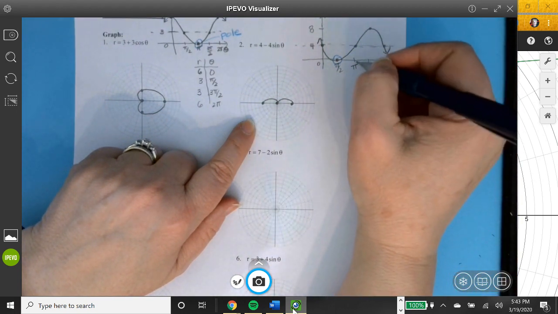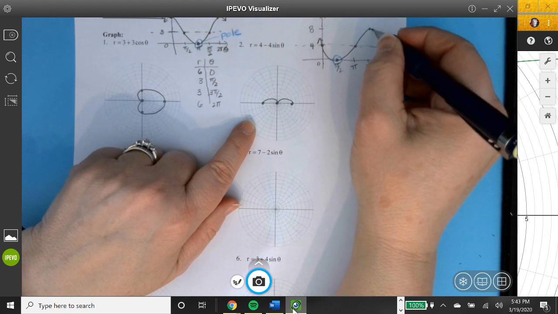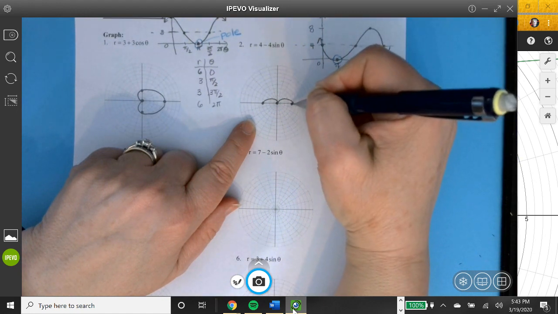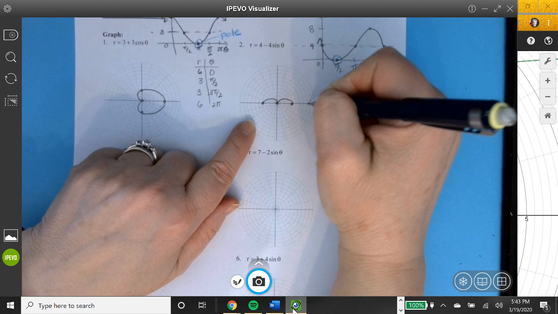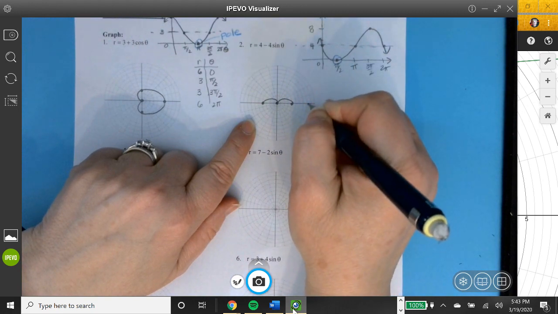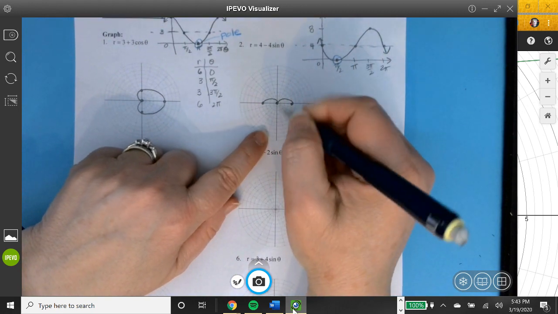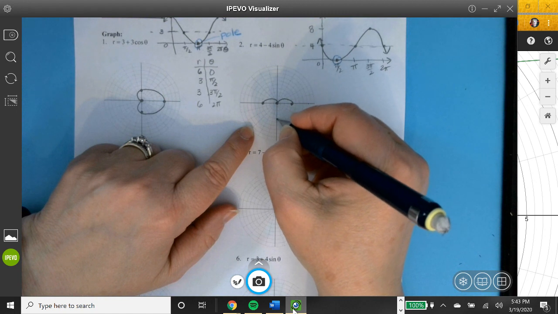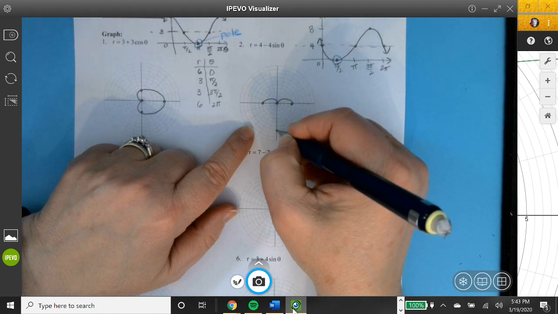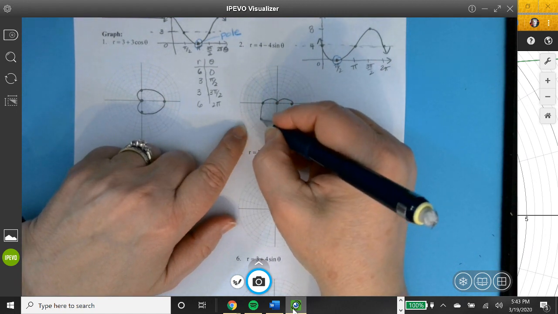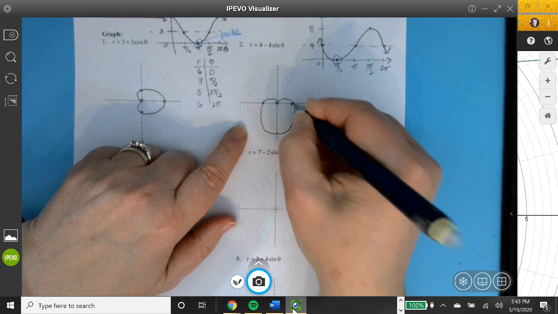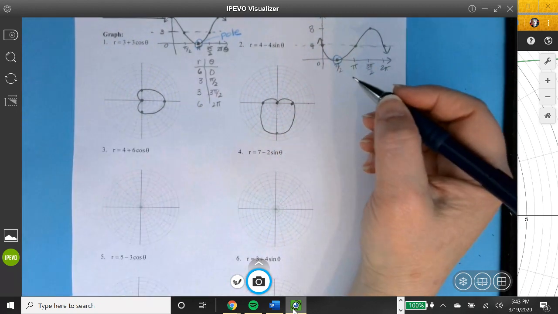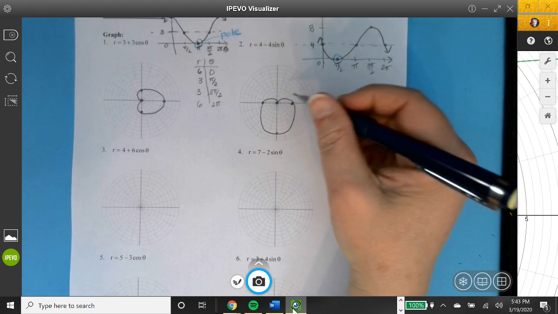and then my next point is going to be I go out radially 8. So that's 4, 5, 6, 7, 8. And I'm going to go 3 pi over 2. So I'm going to end up down here. 8 right here. So there it is. And I'm going to go back home again, right? And that's a cardioid because that bounces off the pole.